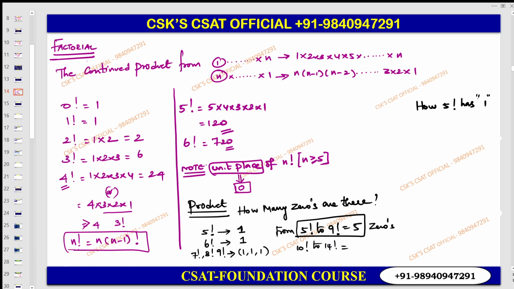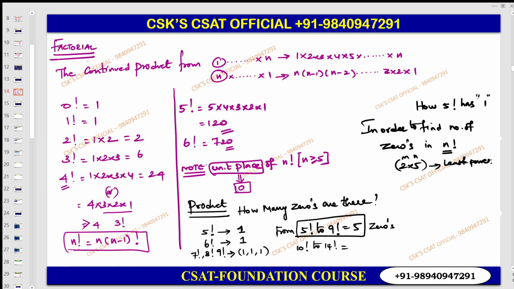You know, in order to find the number of zeros, you have already done this in the foundation, and these notes I have provided. In order to find the number of zeros in a factorial, what will you do actually? 2 into 5. How many 2's are there? How many 5's are there? Then, after m into n, you take the least power among those. So this is the concept we are applying here.